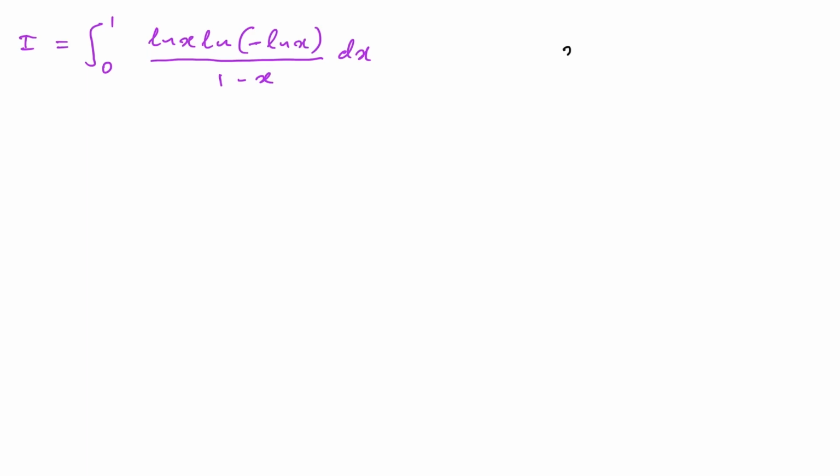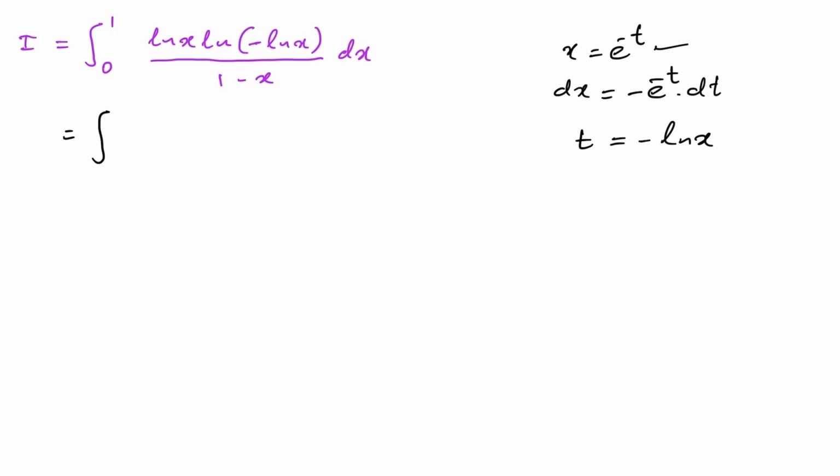So we can take x is equal to e to the minus t. Then if we differentiate, dx is equal to minus e to the minus t dt. Also, if we take natural log both sides here, we have t is equal to minus natural log of x. Okay, then we can plug in here. Now we should change the limit. Lower limit, when x approaches 0, here we have infinity. Upper limit 0.